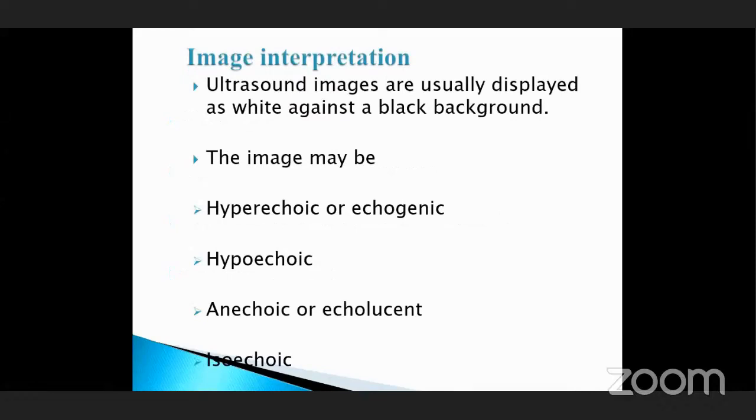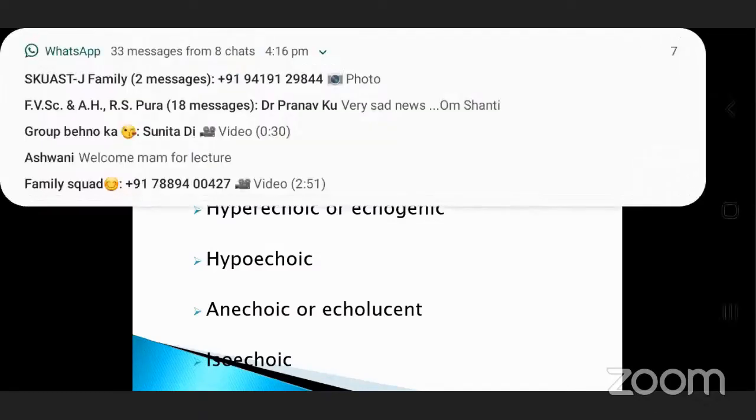I told you ultrasound images are usually displayed as white against a black background. The image may be hyperechoic or echogenic, or hypoechoic. These terms are used for the diagnosis or for giving the report of ultrasonography. Hyperechoic means you have bright echoes or white echoes. Hypoechoic means you have less bright echoes than hyperechoic. Anechoic means you have a black area. And isoechoic means the echogenicity is similar to the adjacent area.